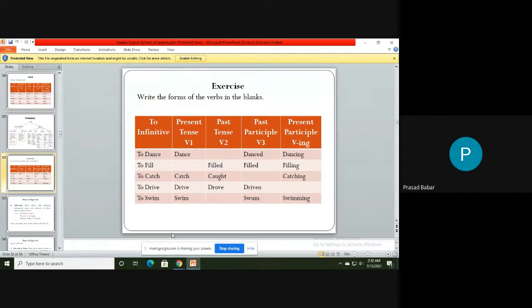The next is to drive. It is the infinitive form. Its present tense will be drive, its past tense will be drove, and its past participle will be driven. If we add ing to this verb, then it will become driving, and it is the fourth form, or V-ING form.